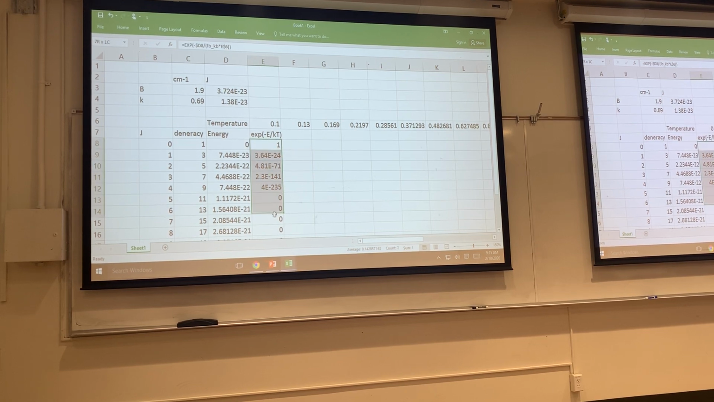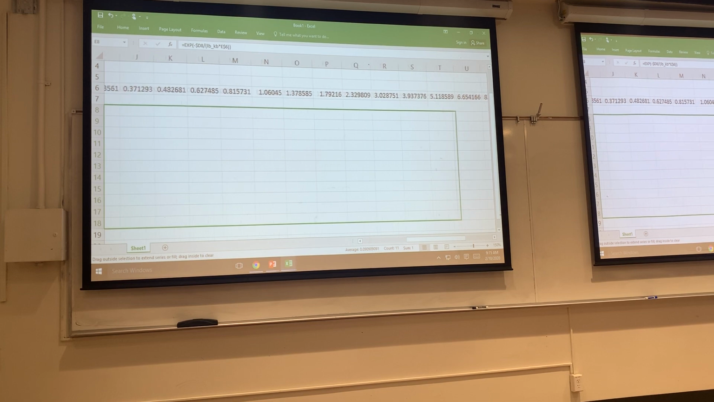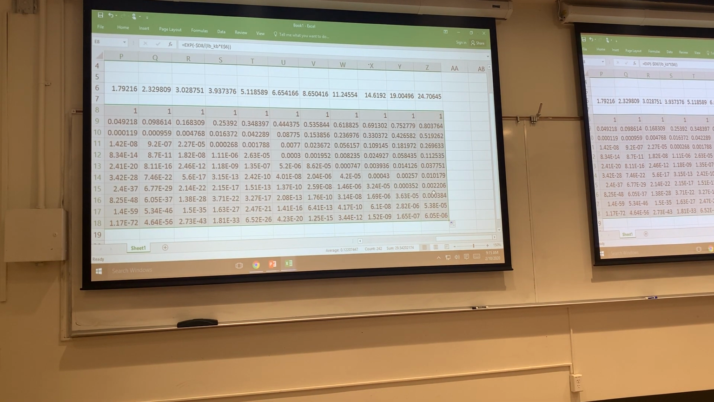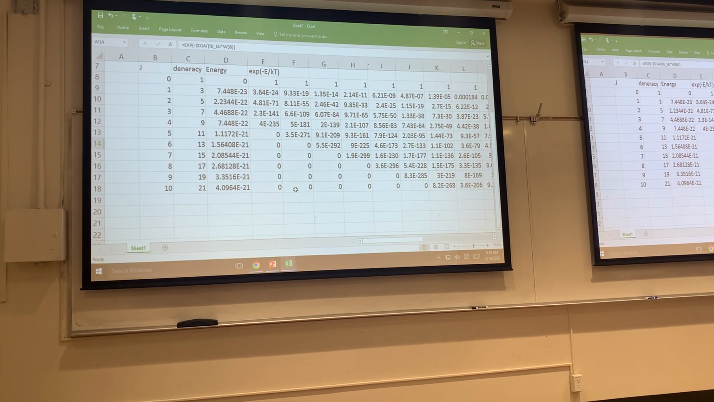Now I can move the whole thing over to the right hand side. Okay, so now I have all of those values. Then I can try to figure out what would be Z.